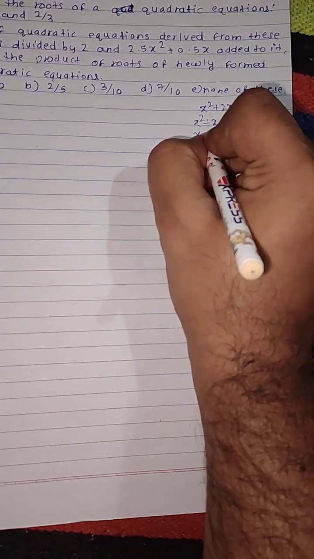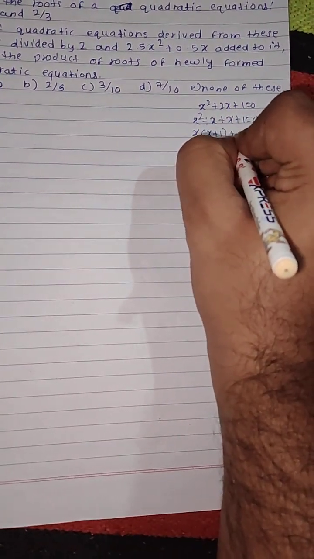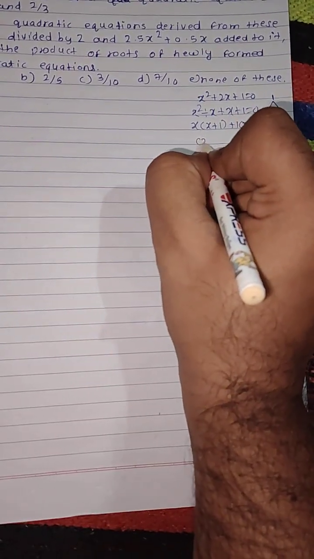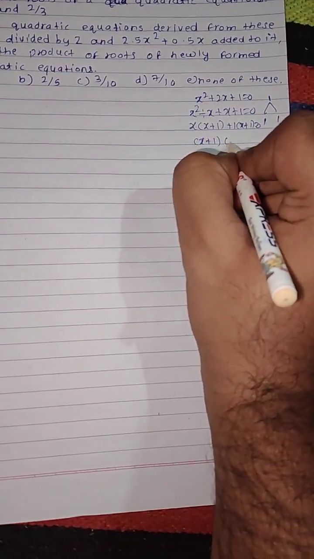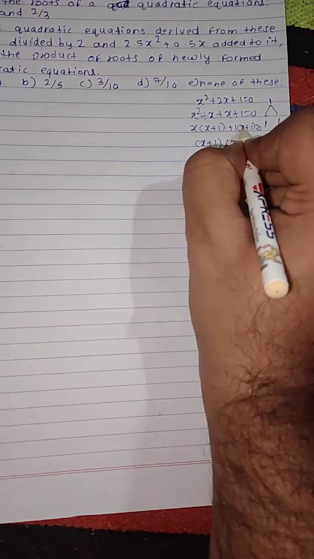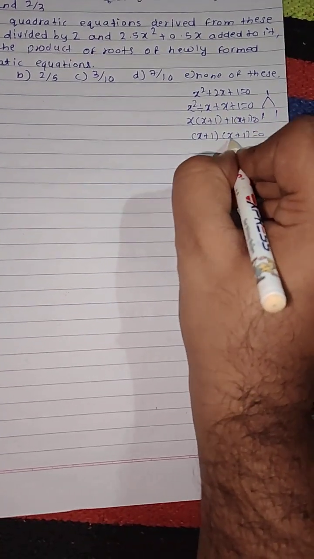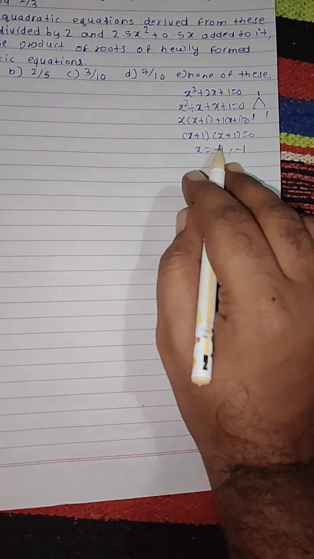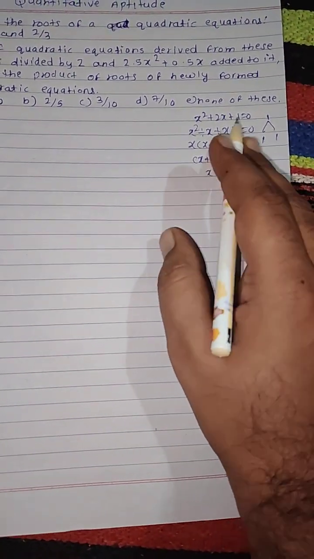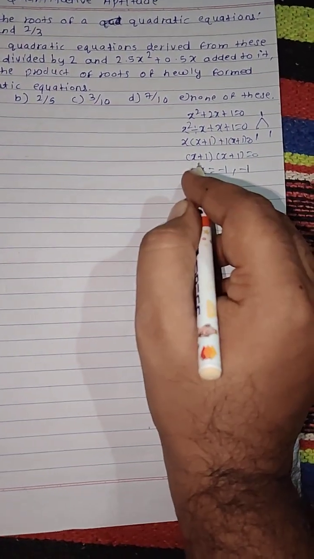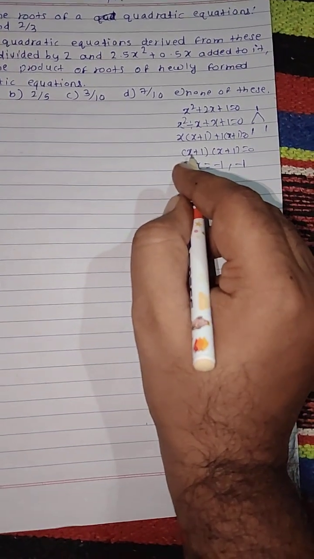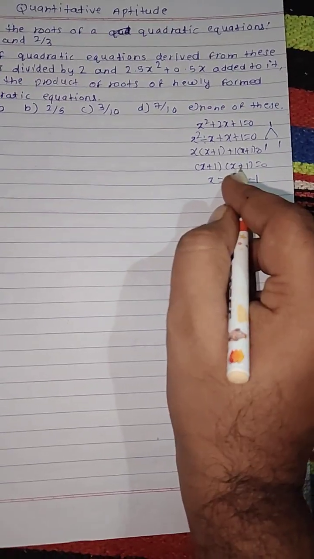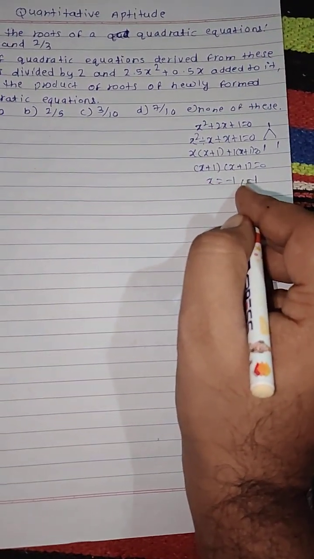So we can write it as x into x plus 1, plus 1 into x plus 1. So we can write x plus 1 times x plus 1, with x plus 1 common. What will be the roots? Minus 1 and minus 1. So the roots of this equation are minus 1. If the root is minus, we write x plus 1 as the factor.